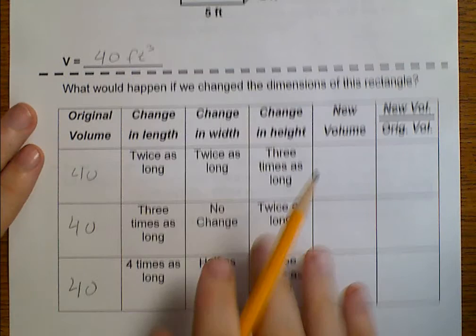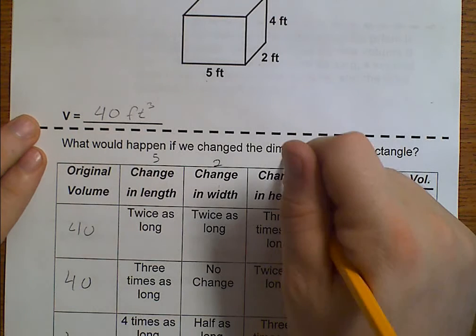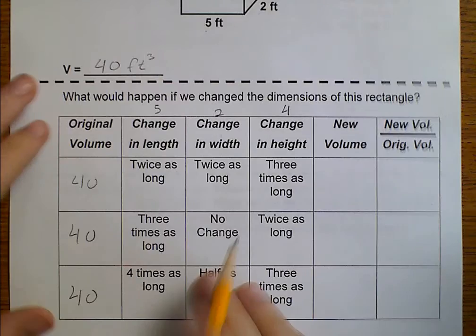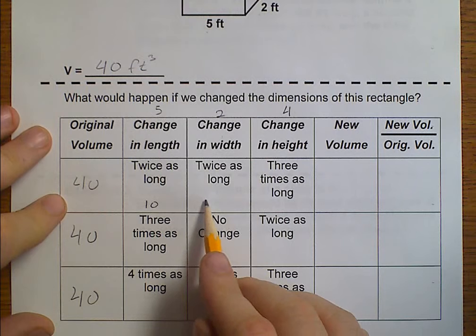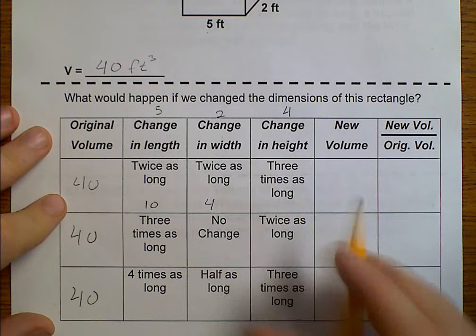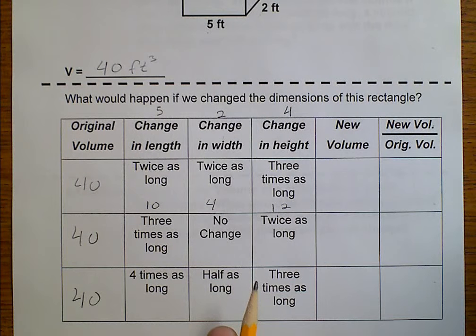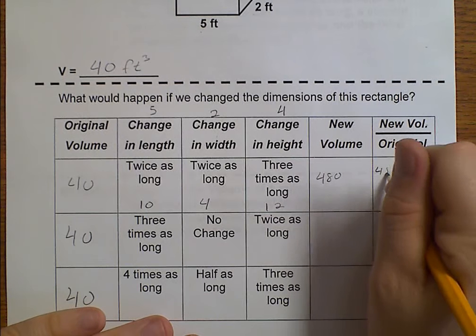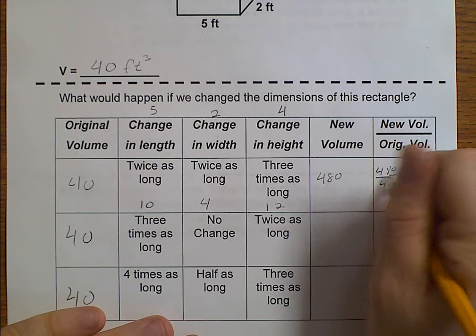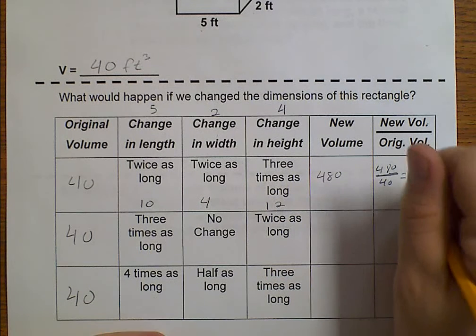So originally our length was 5, our width was 2, and our height was 4. So if our new length is twice as long, that means it's going to be 10. Our new width is twice as long, that means it's going to be 4. Our new height is 3 times as long, that's going to be 12. So 10 times 4 times 12 is 480. And we do new over old. We do 480 over 40. And we get 12.